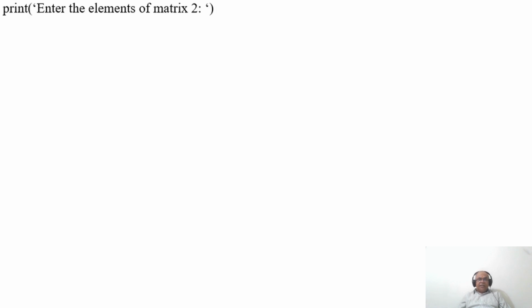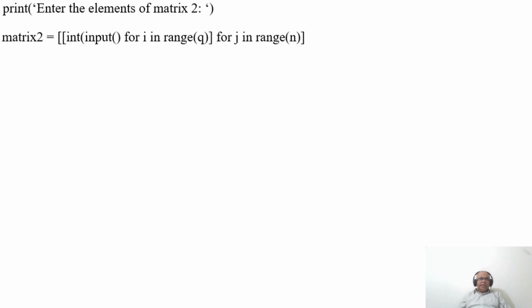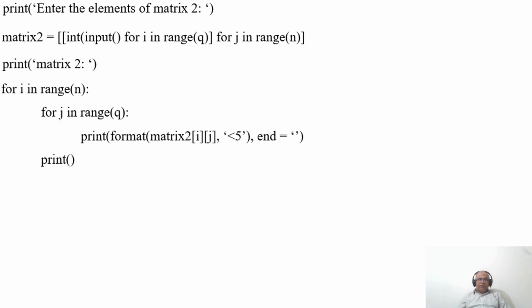Then I want to go for the elements of matrix 2. So again matrix 2 input, int input, here for I in range, what is the column for matrix 2? N into Q. Q is the column, therefore for I in range, the column will be Q, for J in range N. Then print matrix 2. Again the same print format is used. Here the size is N into Q, N is the row and Q is the column. So print format matrix 2 of ij; the same thing I explained for matrix 1 holds good here also.